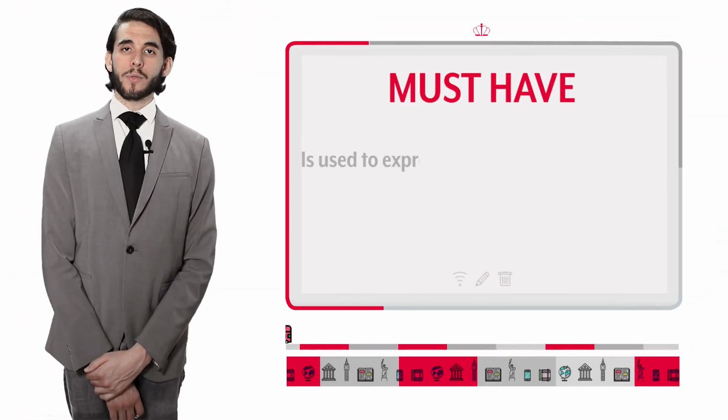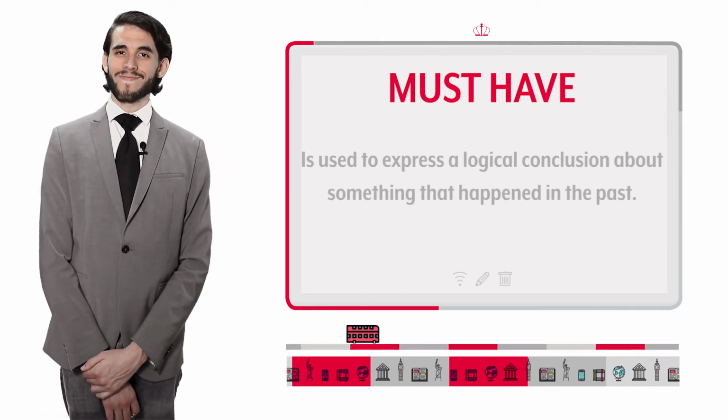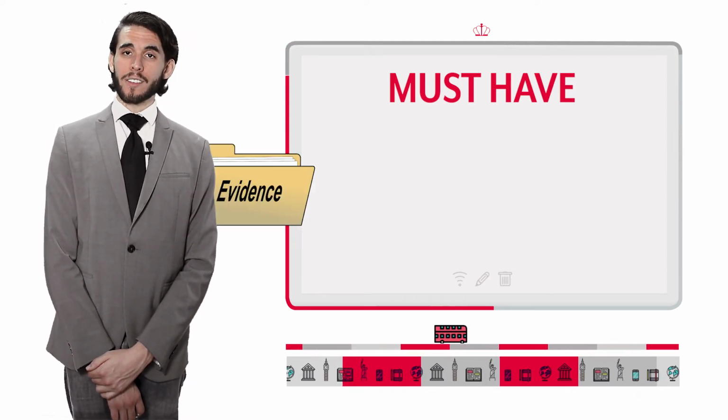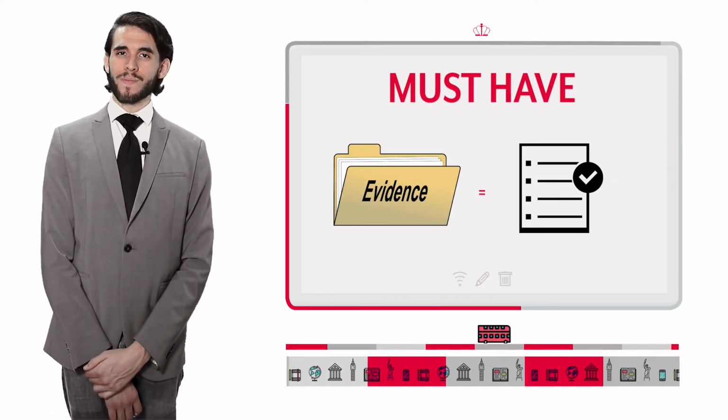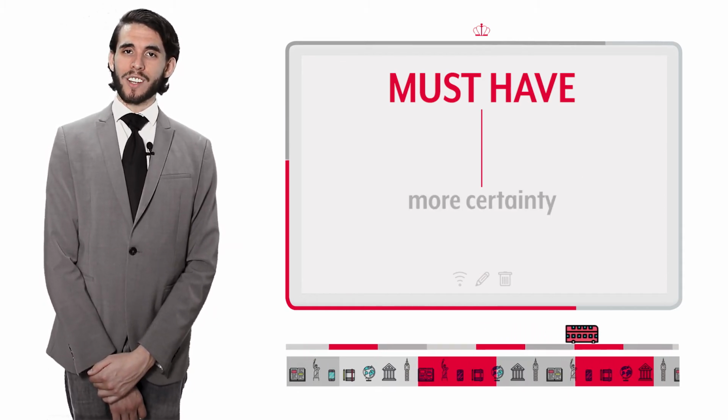Must have is used to express a logical conclusion about something that happened in the past. We are not sure exactly what happened, but based on the evidence, we can come to a conclusion. Unlike might have or may have, must have expresses more certainty.